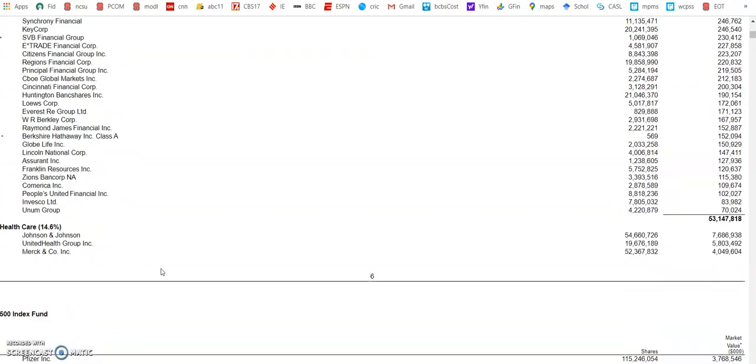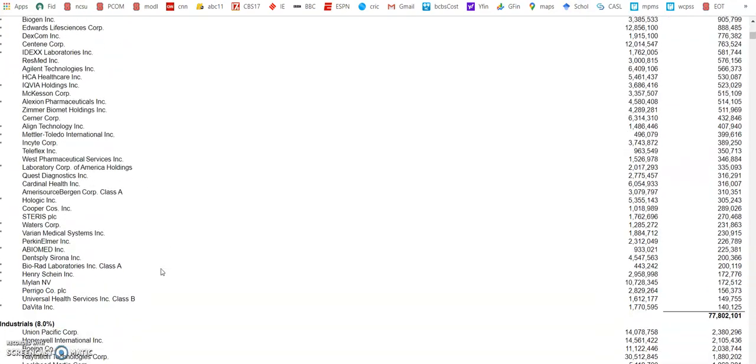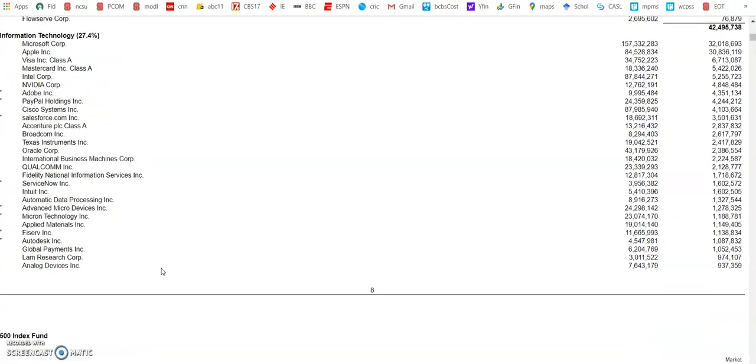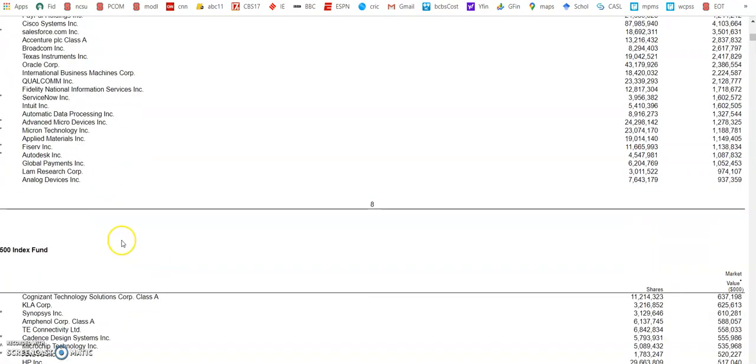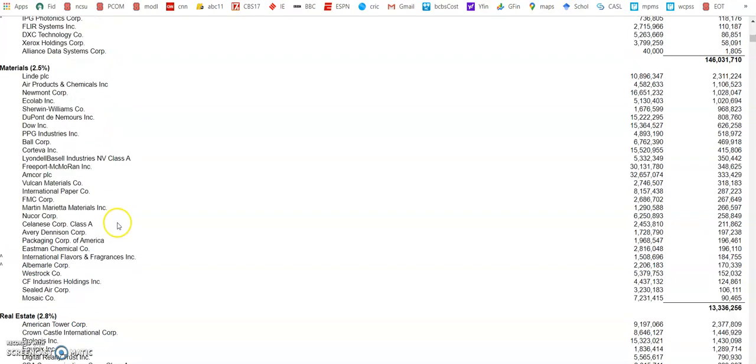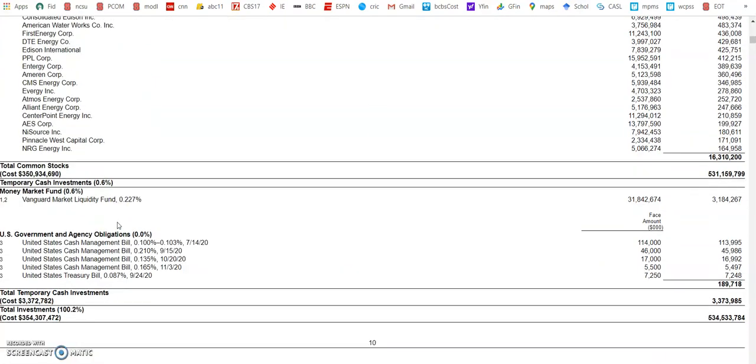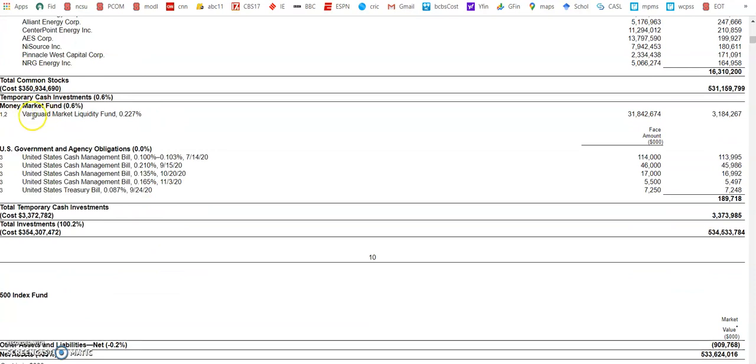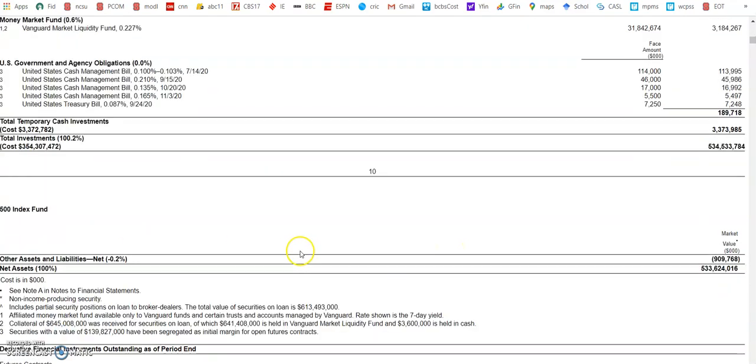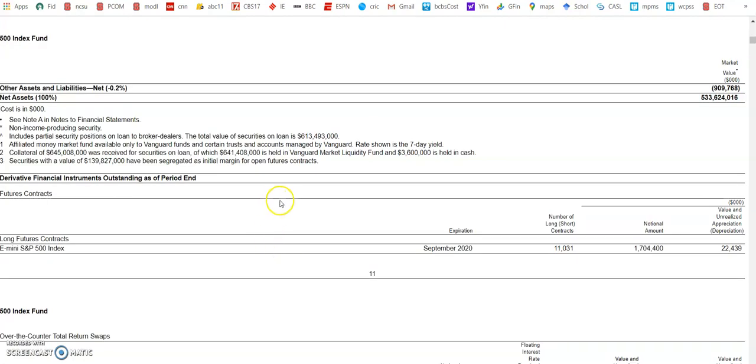This is required by law, so every open-end mutual fund has to provide this. It's a 500 index fund, so it's going to have 500 stocks in it, going over a few pages. Then they will have some money market cash so that if people want to redeem their investments, they can give them the cash and don't have to liquidate the portfolio. So that's the basic idea.